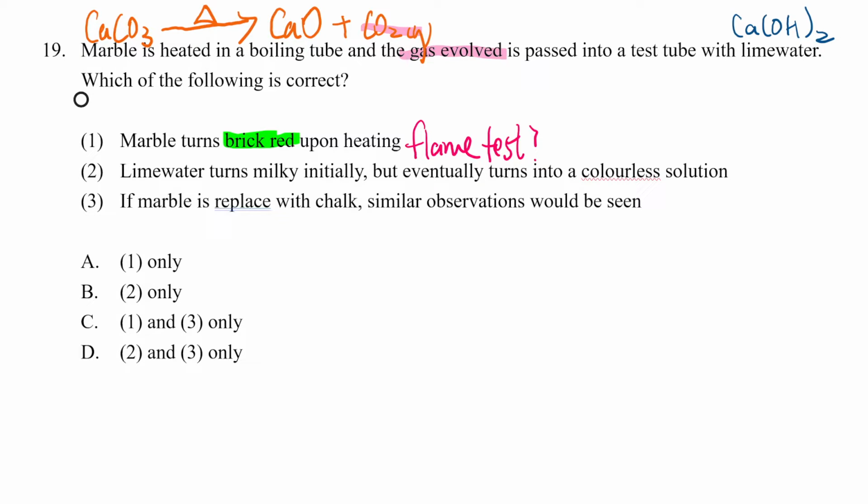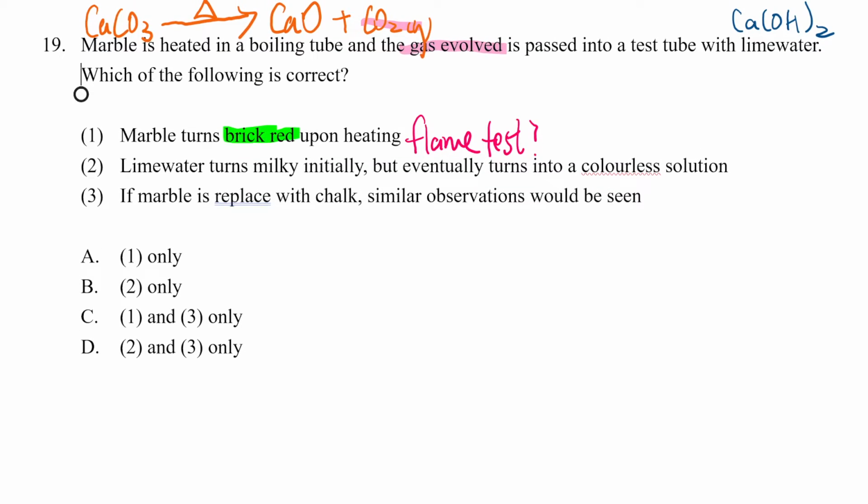It's just a white substance, a white precipitate forming another white precipitate. That's it. So here, this is wrong. Option 1 is incorrect. Option 2: lime water turns milky initially, but eventually turns into a colorless solution. Is that true? Okay, now let's do the equation here so that's easier for us to see.